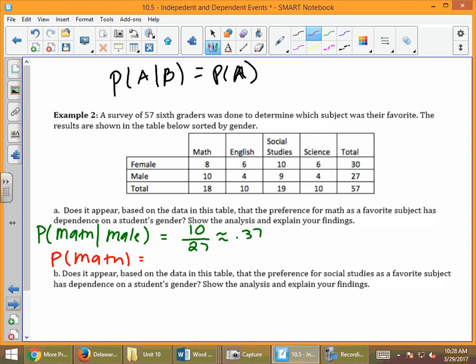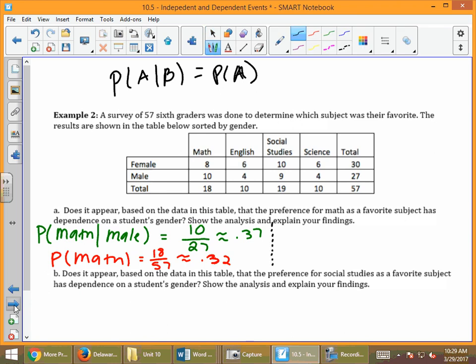Well, now, let's just find the probability of liking math. 18. Good. Out of what's the total population? And what is 18 over 57 as a decimal? 0.32. Are these the same? No. So does being male affect whether or not you like math? Yeah, it does. It affects it. These are dependent. If we got 0.37 for both or 0.32 for both, then that means being male has nothing to do with whether or not you like math. But because they're different, it does. Just based off this study. This is a hypothetical situation.